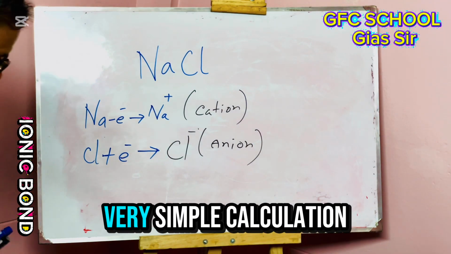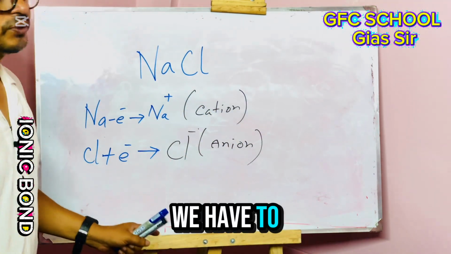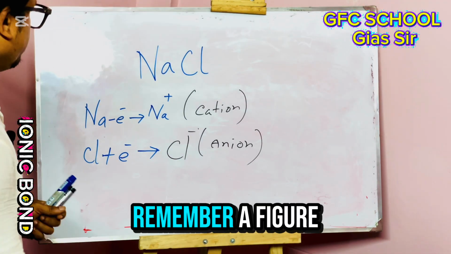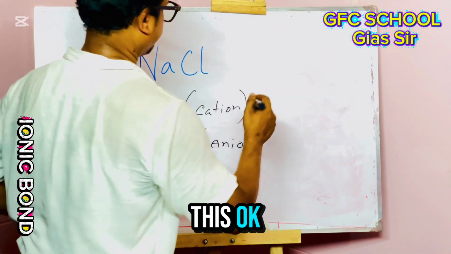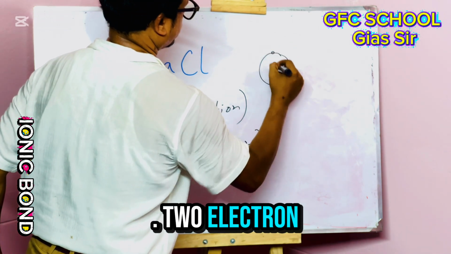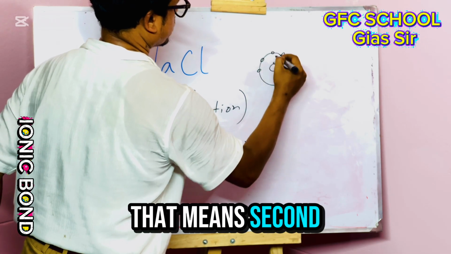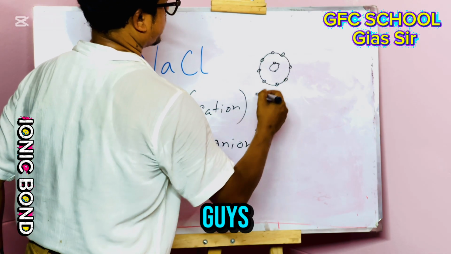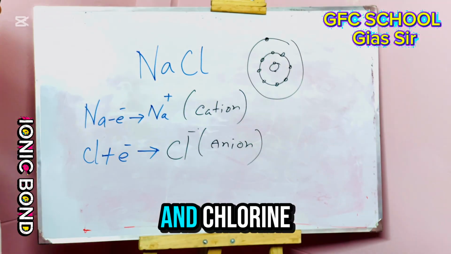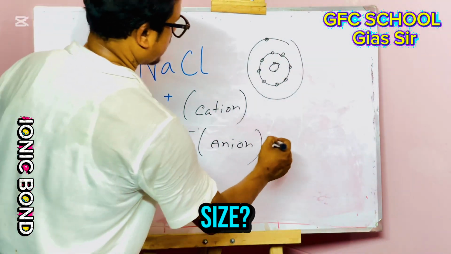Guys, this is a very simple calculation. We have to remember this line. Moreover, we have to remember a figure. This is sodium: 2 electrons in the first shell, 8 electrons in the second orbit, and finally sodium has 1 electron in the outer shell.